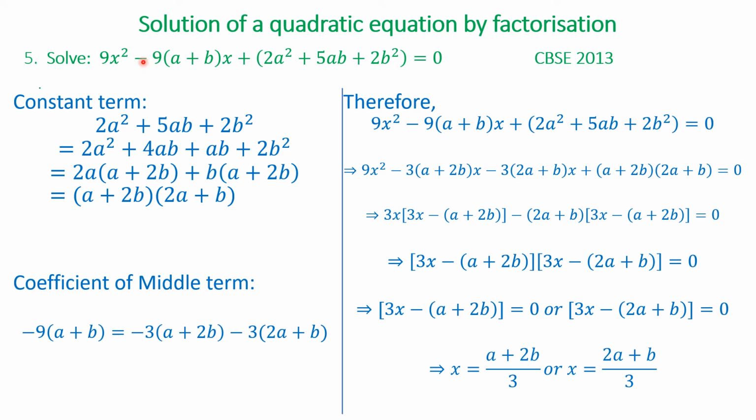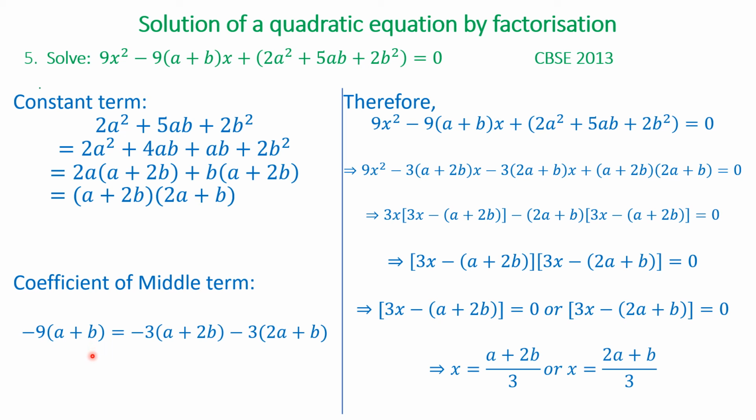Then I am looking at the middle term, minus 9 into (a + b). That I will split as minus 3 into (a + 2b), and then minus 3 into (2a + b). You just look at this. This is going to be minus 3a, and this is going to give us minus 6a. So minus 3a and minus 6a together give minus 9a. That is minus 9a over here. Then minus 3 into 2b will give you minus 6b, and minus 3 into b will give you minus 3b. So minus 6b and minus 3b will again give us minus 9b, which is minus 9 into b over here.